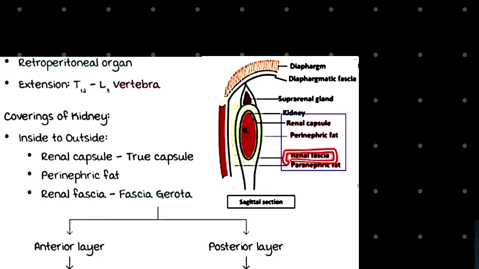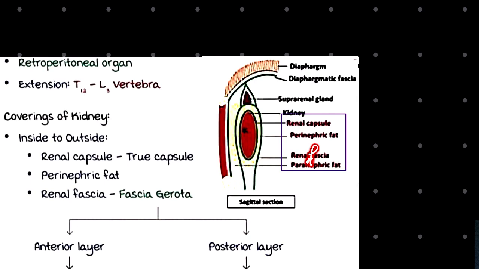Now moving a bit outer, we have renal fascia. This renal fascia is also called false fascia. Yes, we talked about false fascia or false capsule. We talked about true capsule as the renal capsule, but this renal fascia is our false capsule. F from false and F from fascia.